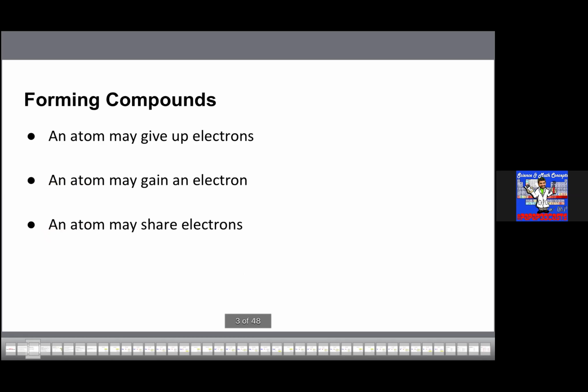So let's clear that. So when forming a compound, these are the three options. So an atom may give up an electron, right? So metals give up the electron, right? So metals are the ones that give up. Metals give up. The idea that an atom may gain an electron, these are the non-metals. Okay, and this combination here is what forms the ionic.